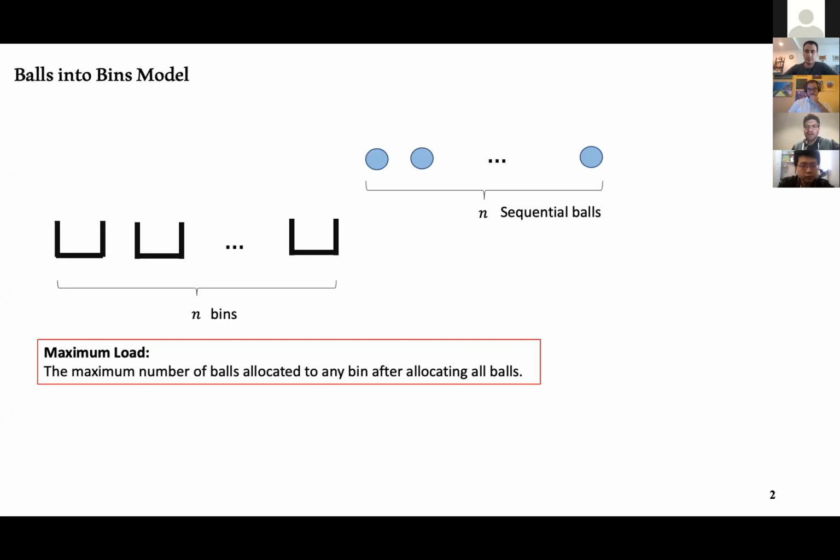Let us first define our setting. We are given a set of n bins and n sequential balls, and our goal is to allocate the n balls into n bins so that the maximum number of balls at any bin is minimized, which is called the maximum load. The balls-into-bins model is quite general, and it has been seen in many places, such as random graph processes, hashing, randomized hash functions, and load balancing in distributed networks.